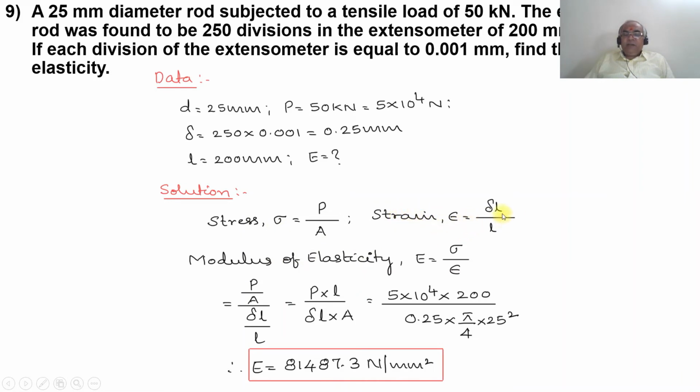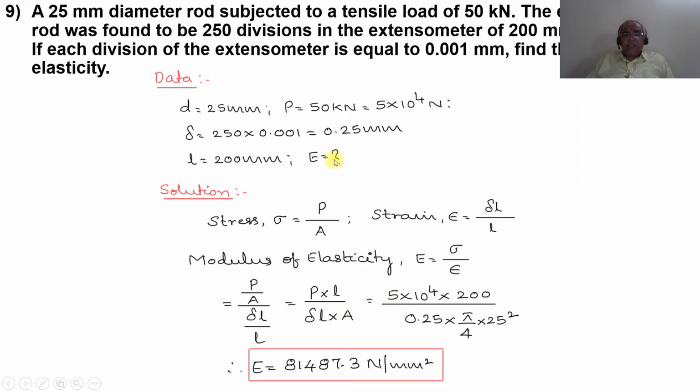And strain epsilon will be equal to delta L by L. So what is the modulus of elasticity? E is equal to sigma by epsilon. What is sigma? Which is P by A. What is epsilon? Delta L by L. So on simplification, P into L by A into delta L will be equal to Young's modulus.